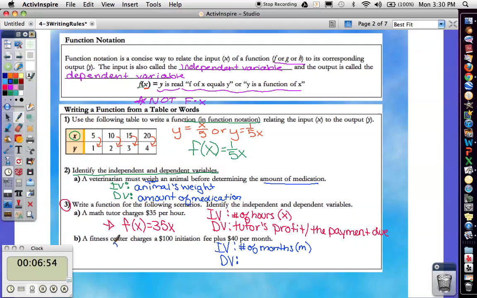What is my function going to be then? Well, it's a function of m, function based off of months, and it's equal to $100 plus $40 per month. So you have that initiation fee that's based off of nothing and the $40 per month. What's your dependent variable then? The cost of the membership.